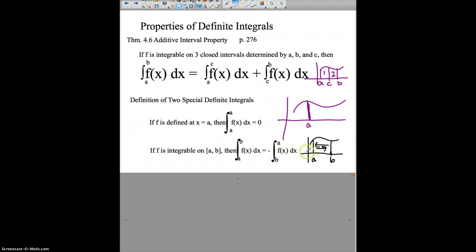So this usually is the lower bound. It's usually the smaller number. But if you change the order so that this one is a higher number on the bottom, then you're finding the area but it's going to be negative. It's going to be the opposite of whatever the positive area would be.